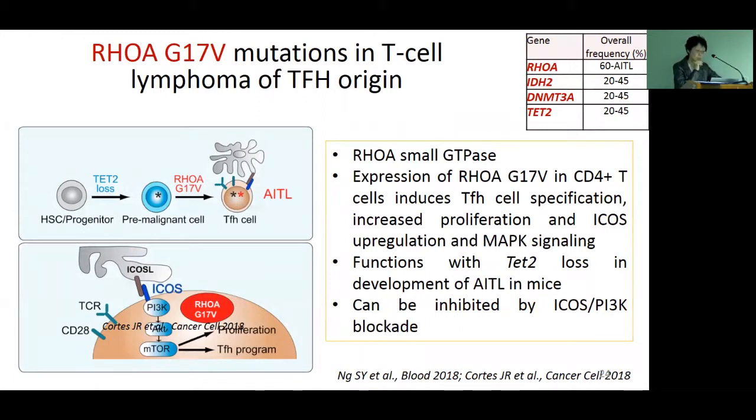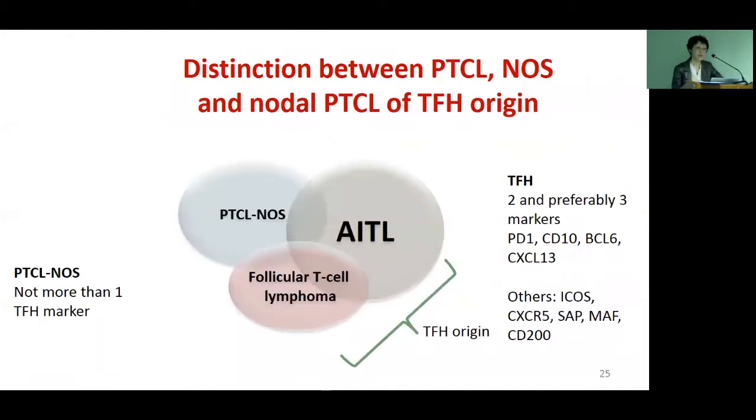RHOA is a protein that encodes a small GTPase. Expression in CD4 positive T cells induces a TFH cell specification, and studies from Adolfo Ferrando's lab demonstrated that when you express these in mice, they increase proliferation and lead to ICOS upregulation and MAPK signaling. And so it functions in collaboration with TET2 in developing AITL in mouse studies. And importantly, the authors show that you can inhibit the ICOS PI3 kinase signaling pathway in RHOA-mutated tumors by the use of selective inhibitors. So, as hematopathologists, I think we now have some better tools to distinguish T-cell lymphoma NOS from nodal peripheral T-cell lymphomas of TFH origin.